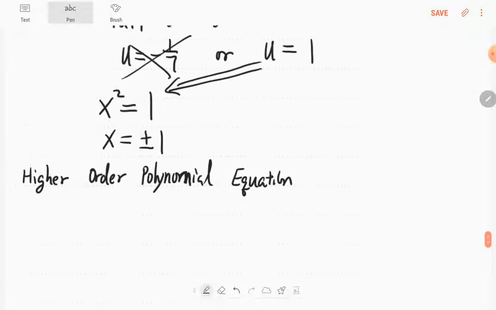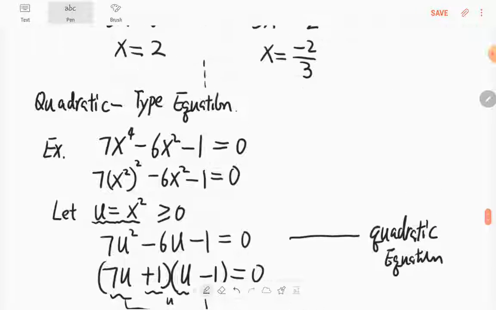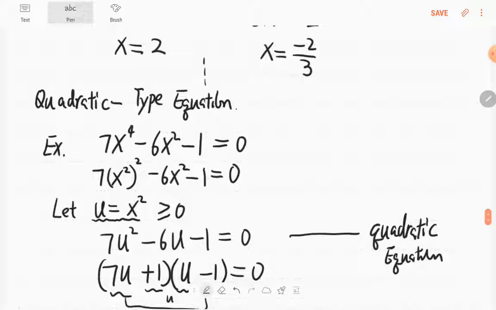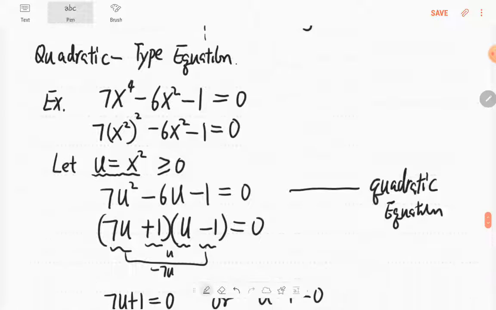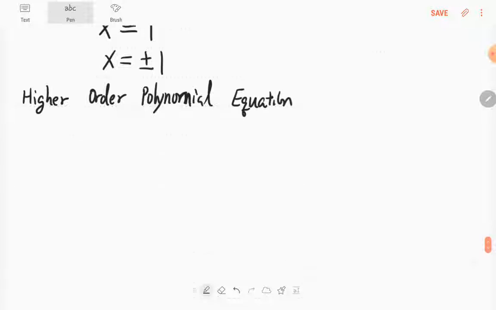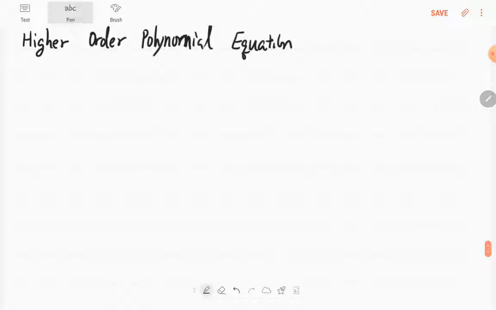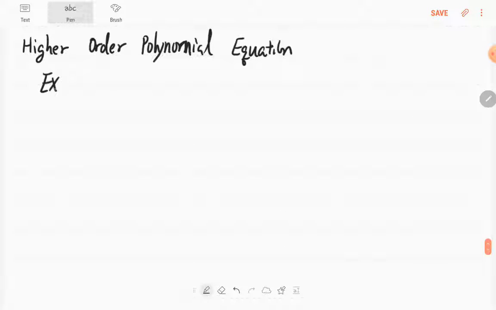Of course, the previous example is also a high-order polynomial equation, but we can convert it to a quadratic type equation. So we can use the quadratic formula or the factoring method for the quadratic equation to solve this problem. But sometimes you cannot do that. For example, let's look at this one: x cubed equals 81x.